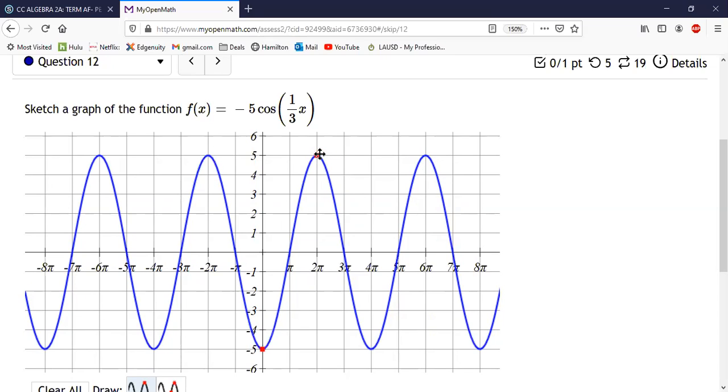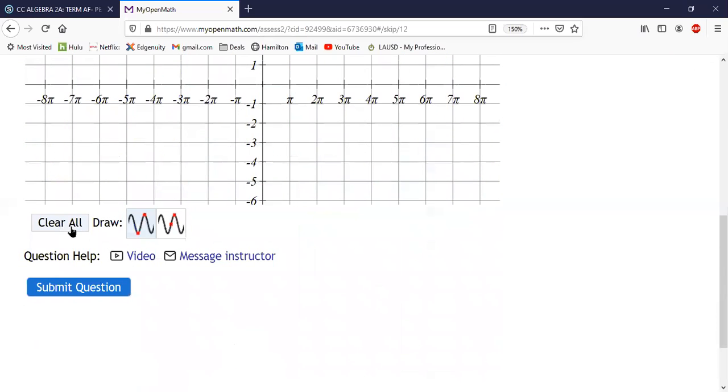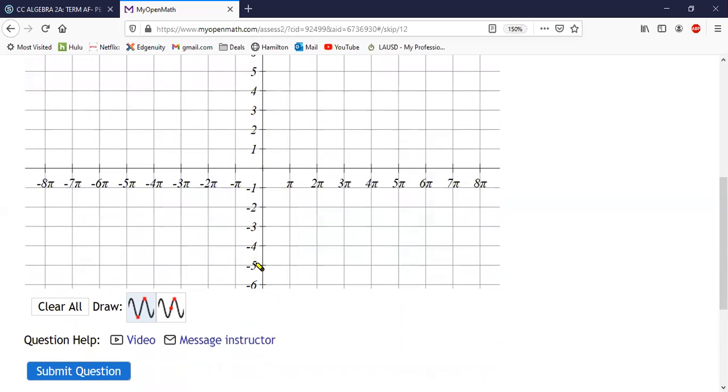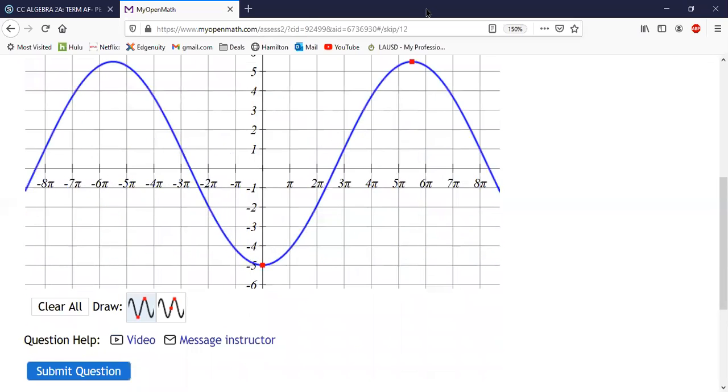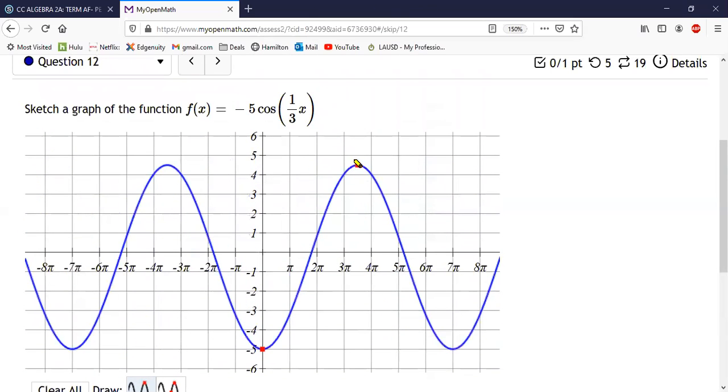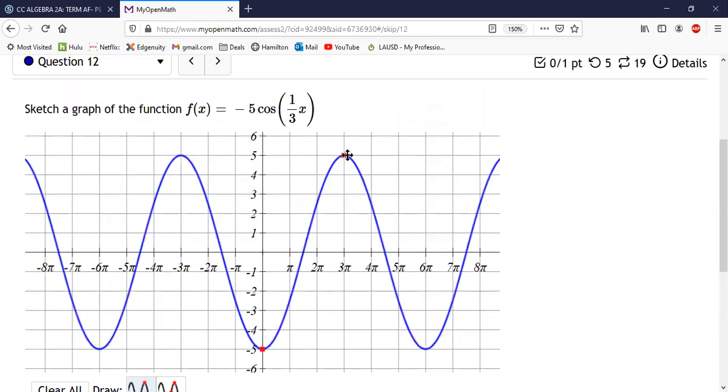I'm going to grab the graph and move it. Oh, darn it. Sorry. -pi, 5 to 5, and I'm going to make this graph start and finish one rotation by 6 pi. If you notice, I start at -5, I go all the way up, and all the way down, and we stop by 6 pi.